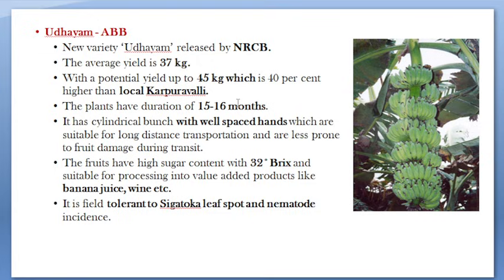High yielder, and the duration is more here, 15 to 16 months. You can see here there is a good, proper space between the two fingers, and the TSS is 32 degree Brix. This is also one important characteristic. Because of this reason, it can also be used for juice, banana juice and wine.